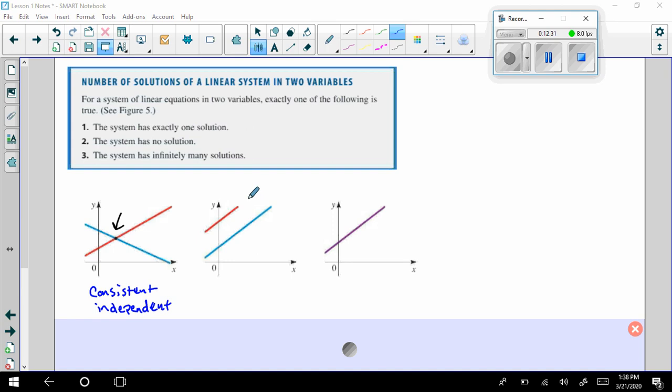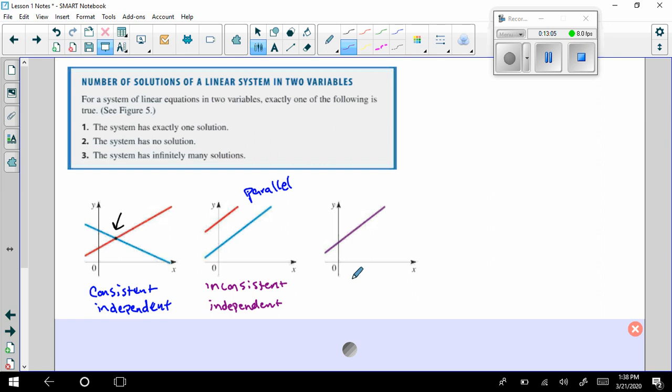Notice the no solution, the lines are parallel, so they will not cross, hence no solution. These are inconsistent, because they don't have 1 solution or any solutions, but they are still independent of one another. We don't need one to get the other. They're not relying on each other.